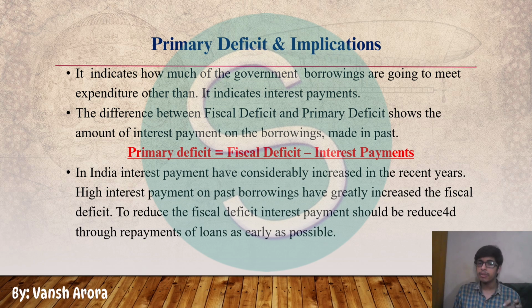It is the difference between the fiscal deficit and primary deficit. It shows the amount of interest payment the government made in the past. ठीक है, the formula is primary deficit is equal to fiscal deficit less the interest payment.